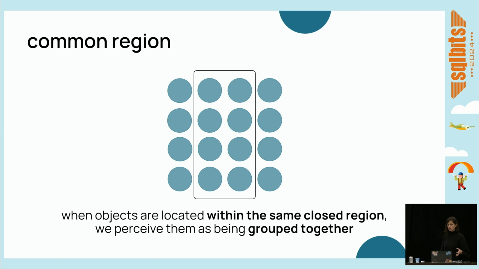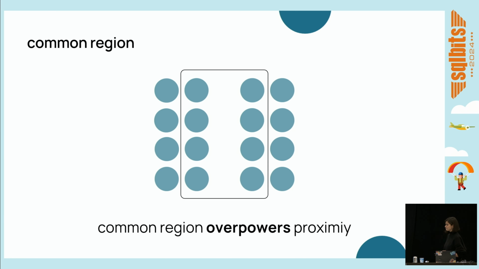So the principle of common region states that when objects are located within the same closed region, so it can be a shape, it can be a line, it can just be a different color, background, and so on, we perceive them as being grouped together. And this principle is so powerful that it overpowers proximity. So we have here the two groups from proximity, but now the middle group is in a shape. So it means that this group is still separated from the rest.